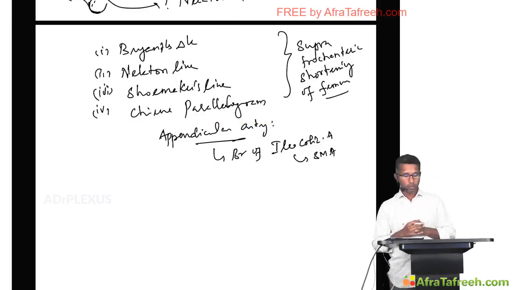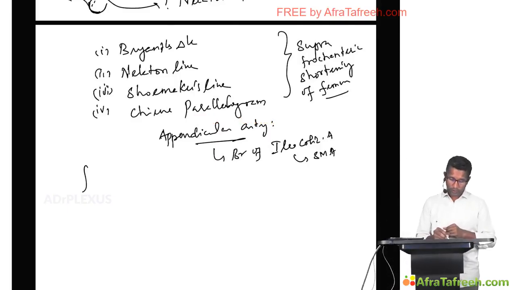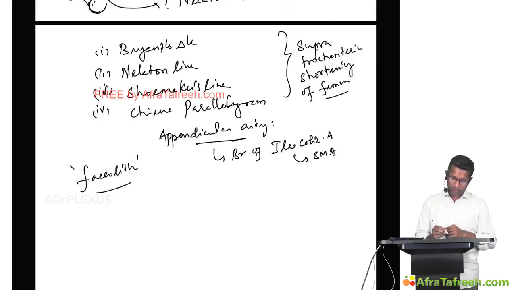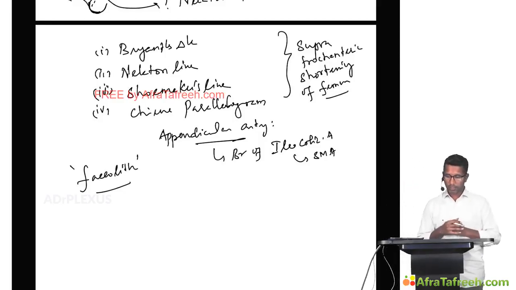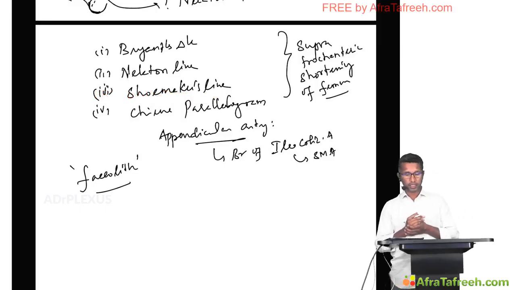Okay, so fecoliths are common in the appendix. These fecoliths can occlude the appendicular orifice, resulting in appendicitis. So whenever appendicitis happens, they do a surgery called appendicectomy.